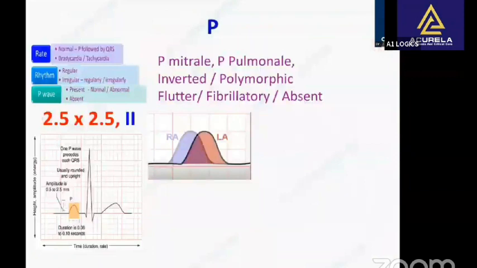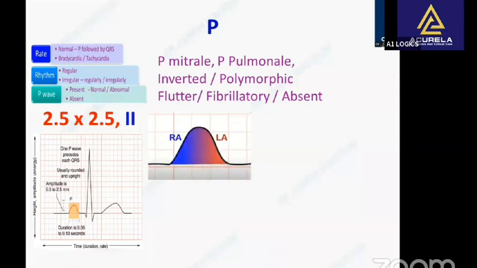So having seen the rate and the rhythm, now we're going to look at the P wave. When you're going to look at the P wave, you'll have to remember this. Always look for the P wave in lead 2 and always remember 2.5 into 2.5. A P wave usually occupies a height of 2.5 millimeters and a width of around 2.5 small squares. So always remember this. The P wave is because of atrial depolarization. The first half is represented by the right atrial depolarization and the second half by the left atrial depolarization.